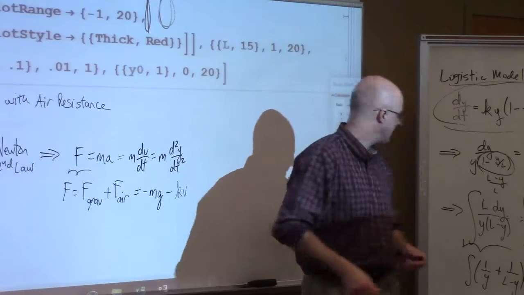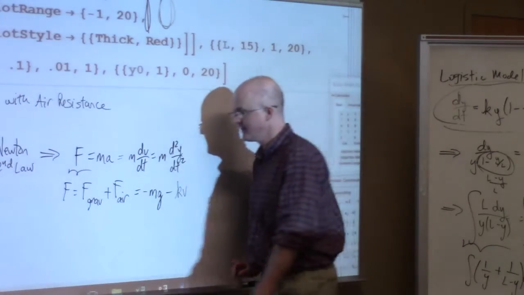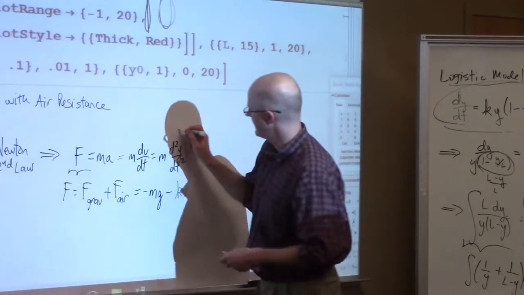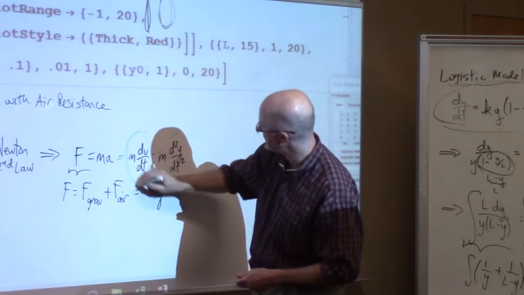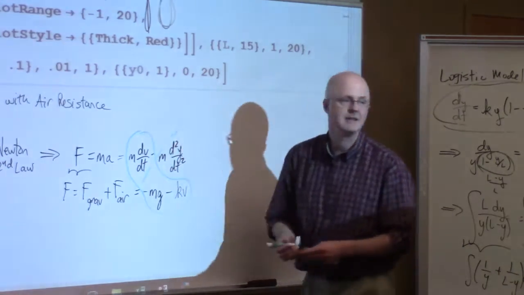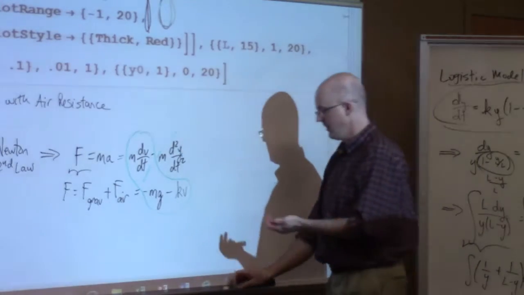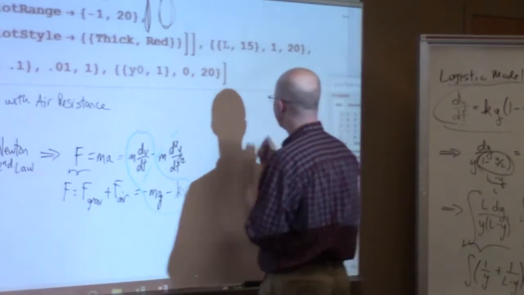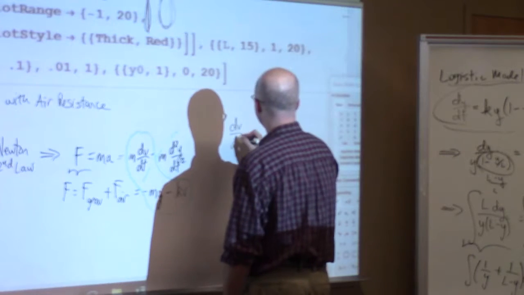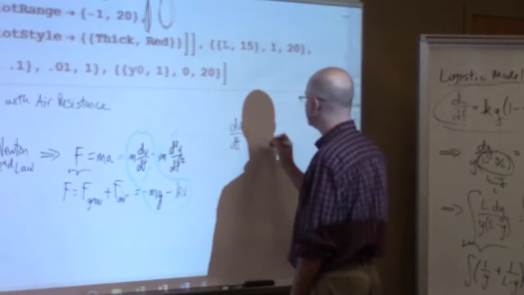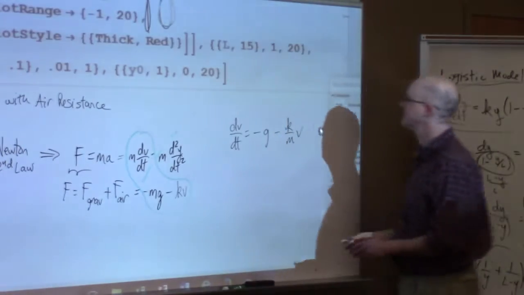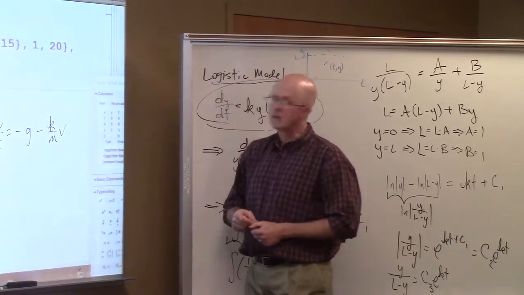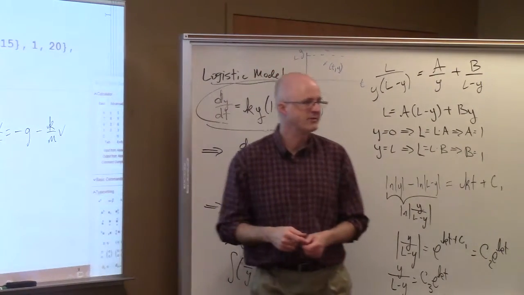So equating these things, actually I'm going to use v. Equating these things gives us a differential equation in the unknown v. We can divide both sides by m and write it as dv/dt equals negative g minus k over m times v. You can separate variables and solve for v as a function of time.